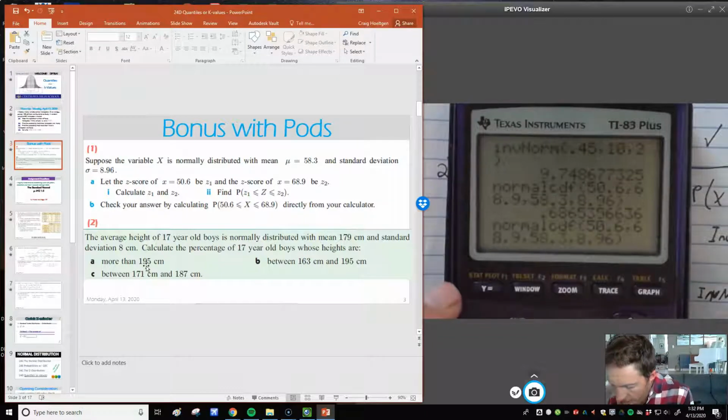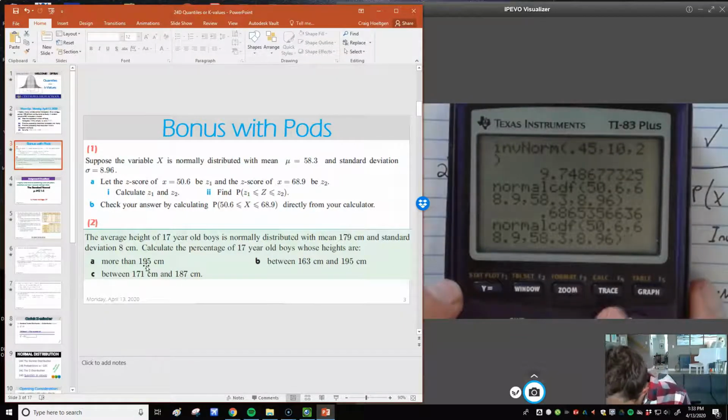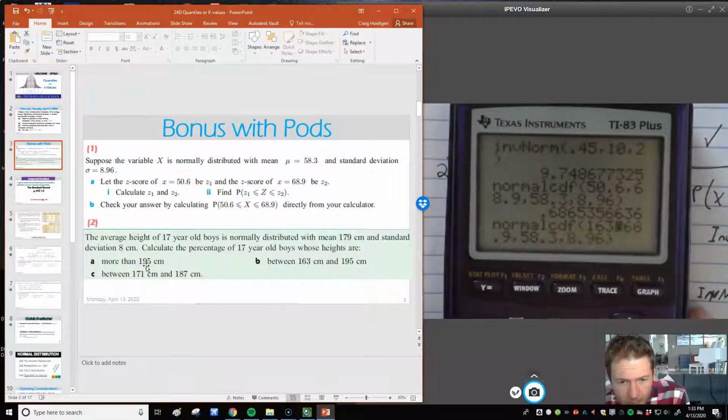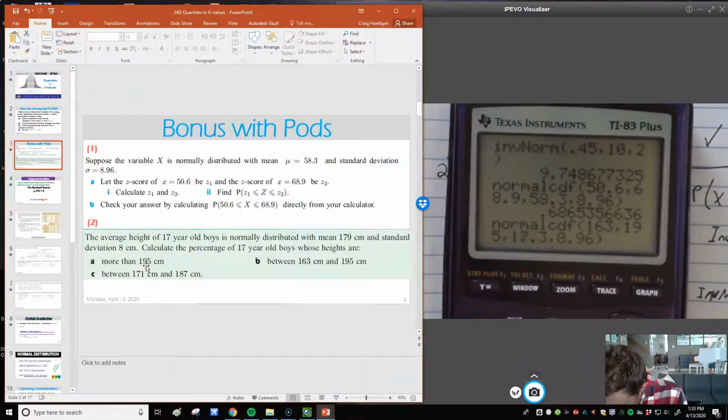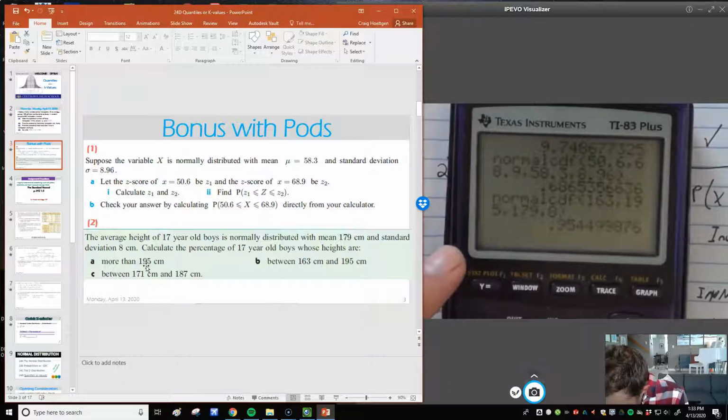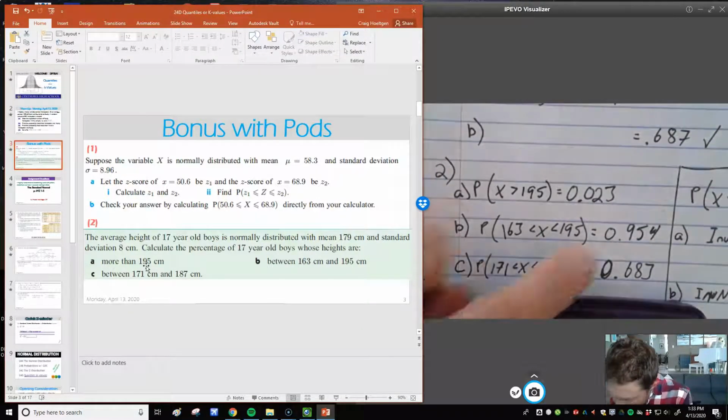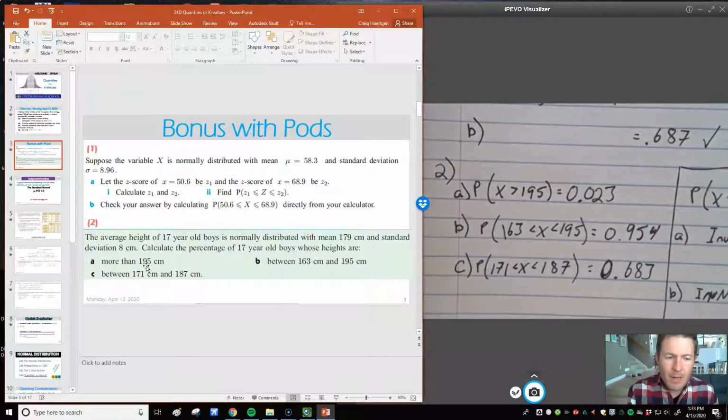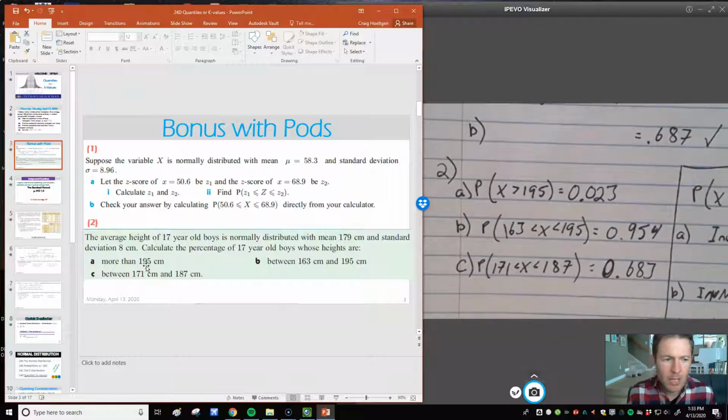I can go normal CDF. This time I'm going to put in my lower bound is right here. What is that? 163. Delete that. And 195 for the next one. Put in our mean, 179. And now our standard deviation of 8. Do it from our home screen. 0.954. Okay, great. And then for part C, do the exact same that we just did in the previous one, just with those values, and that's what you should get. All right, that was a lot. Let's move on.